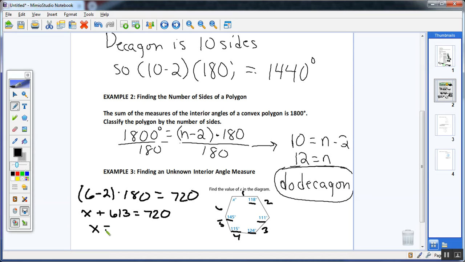107. So if I threw 107 in there, and I added all the angles up, it should add up to what? 720. Why 720 again, kids? Because you take the number of sides minus 2 and then multiply by 180. Okay, so the number of sides minus 2 times 180 is the sum of the interior angles. Very good, you guys.